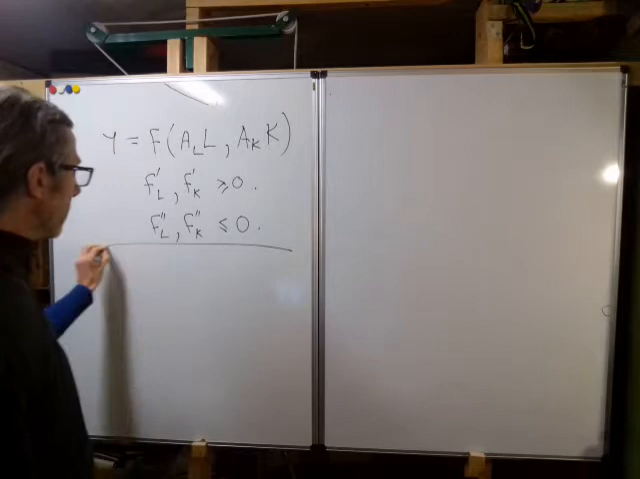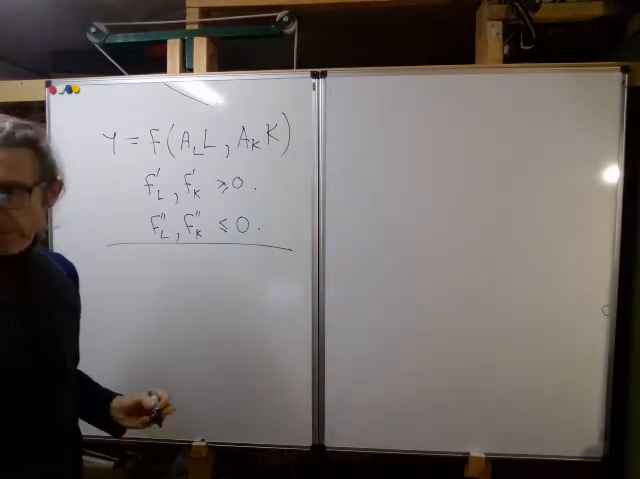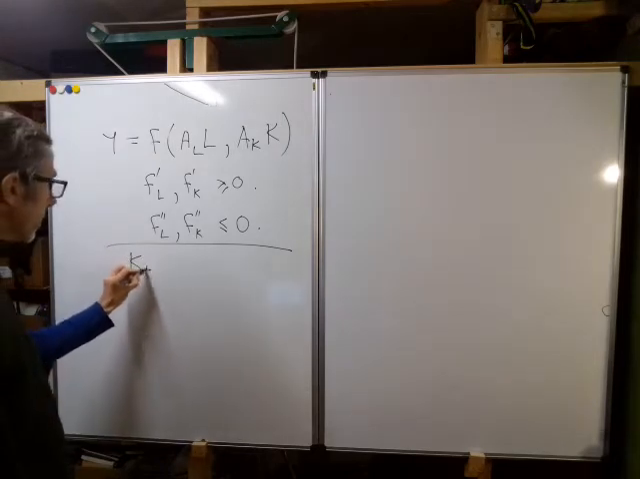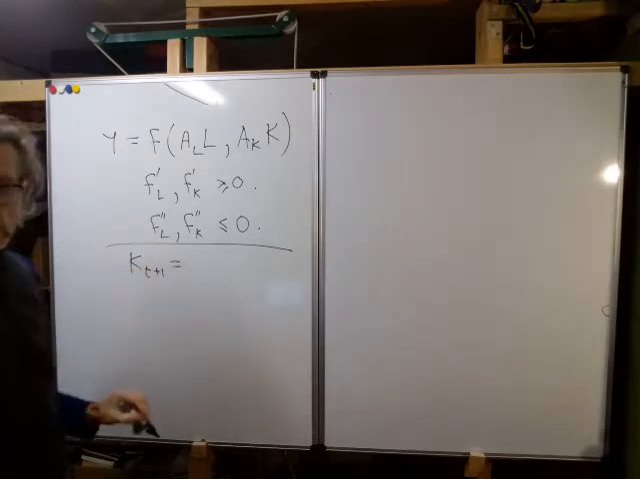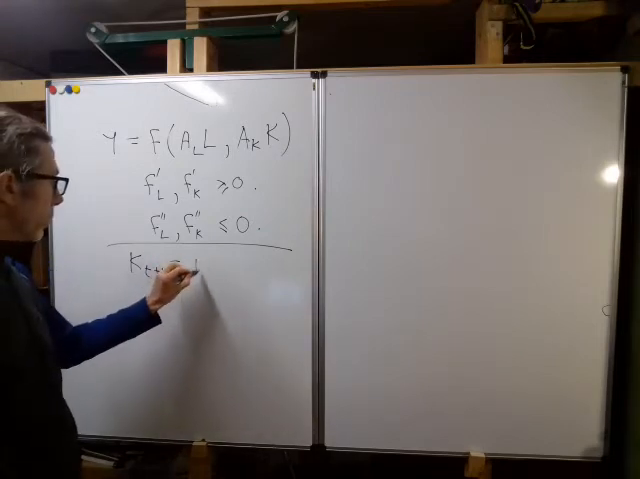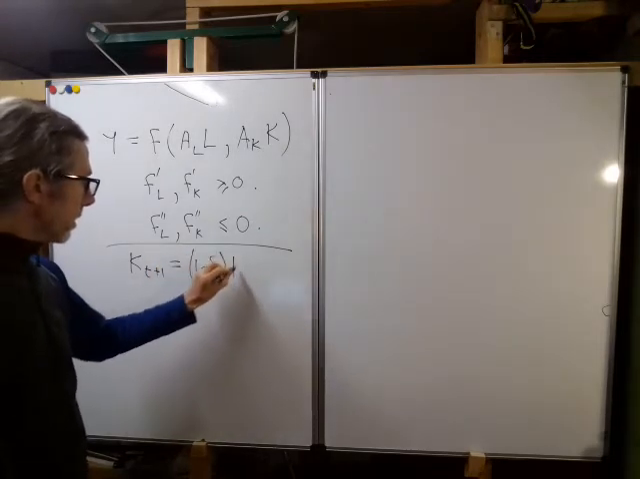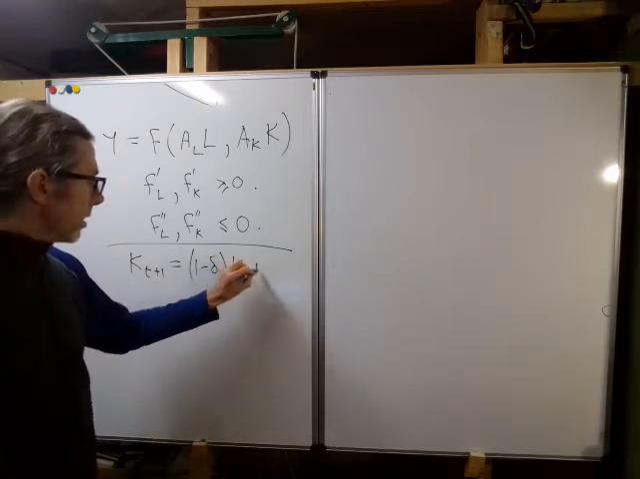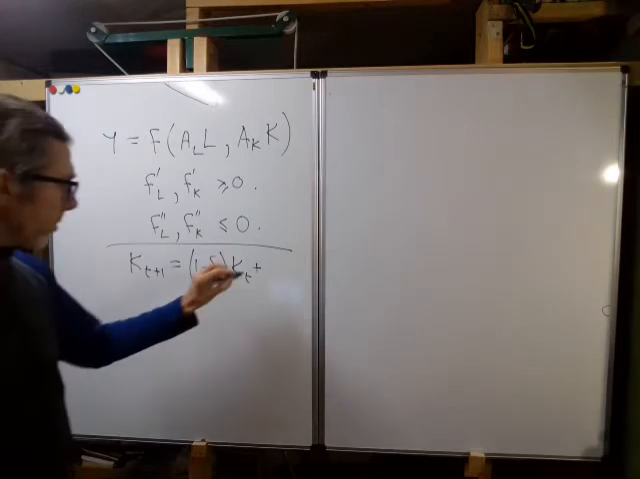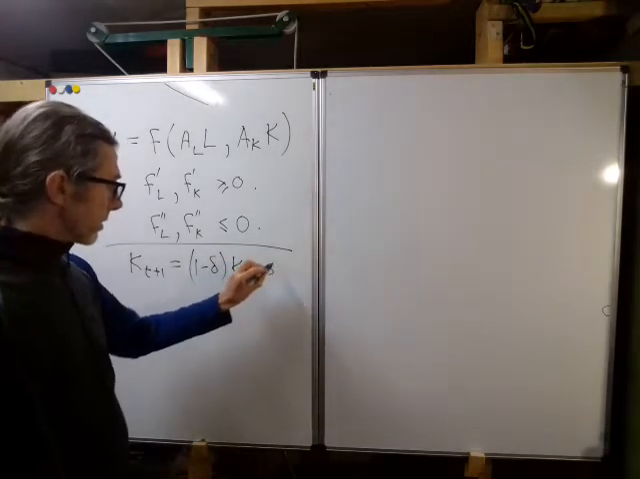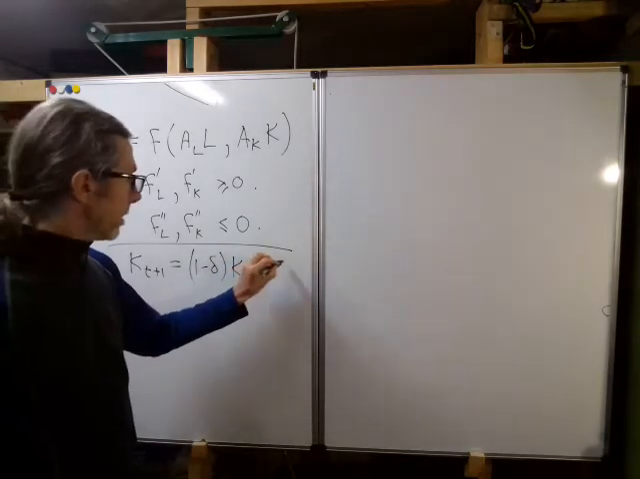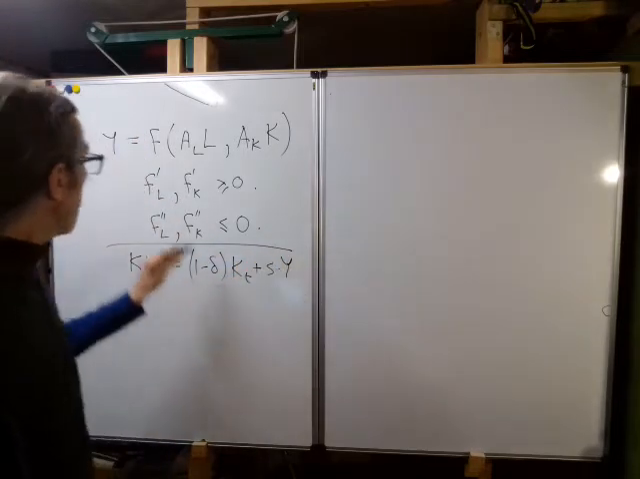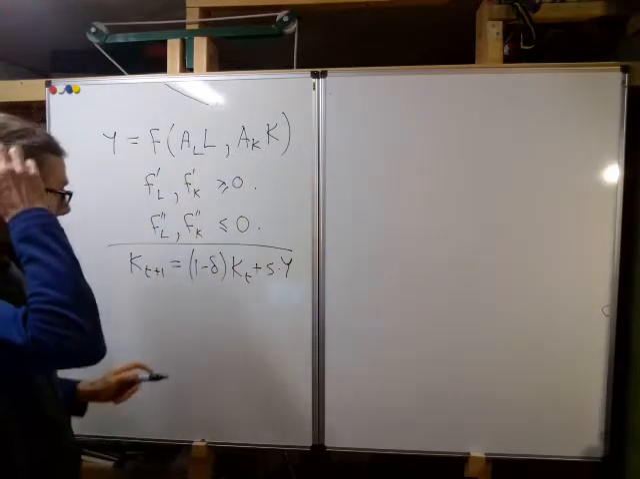Capital. How does capital develop? Slide 9. Typically, we model capital in a very specific way. K_{t+1} is (1 minus delta) K_t plus some savings rate s times Y, where Y is this. Okay.